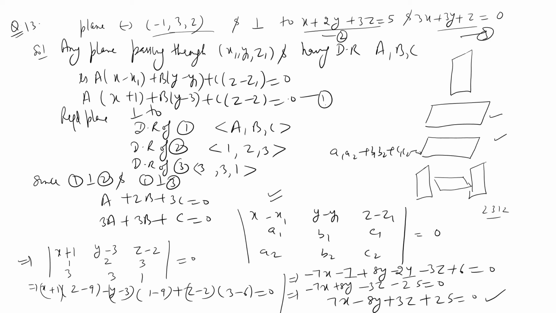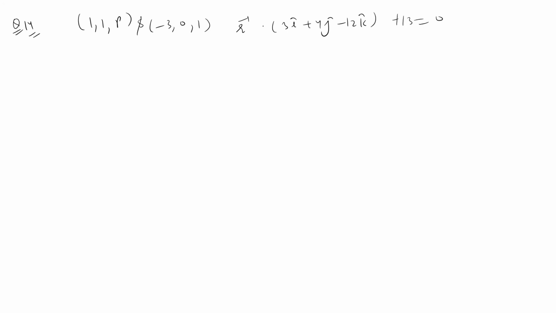Question number 14 says that if points 1, 1, p and minus 3, 0, 1 be equidistant from the planes. Okay, two points are there which are equidistant from planes. Then find the value of p. Find the value of p. Okay, see, equidistant means the distance formula.